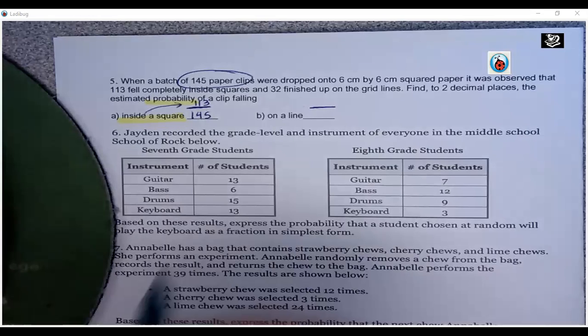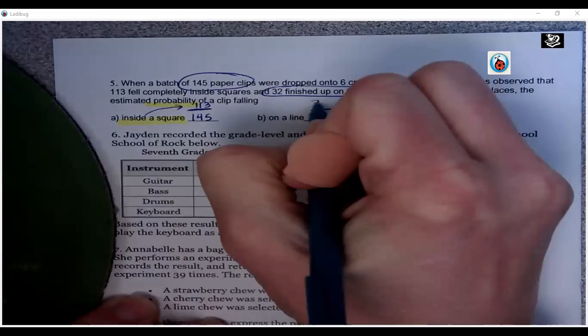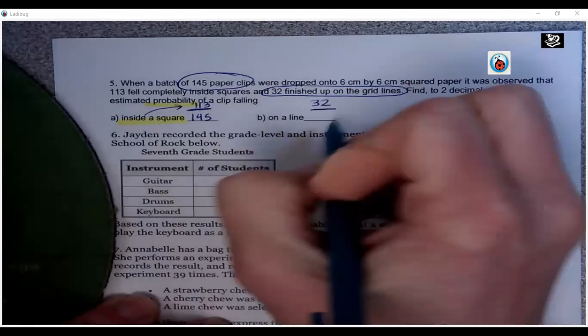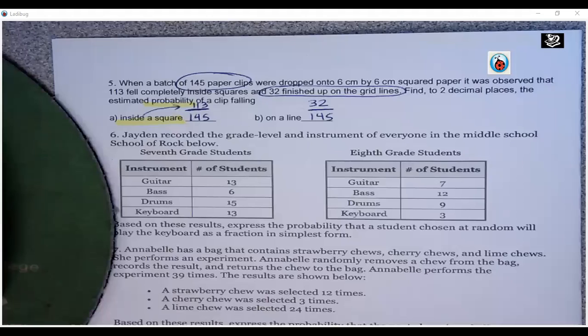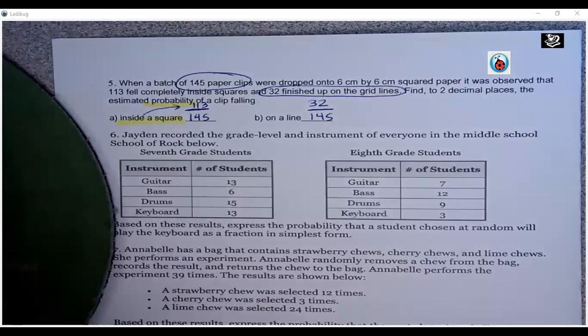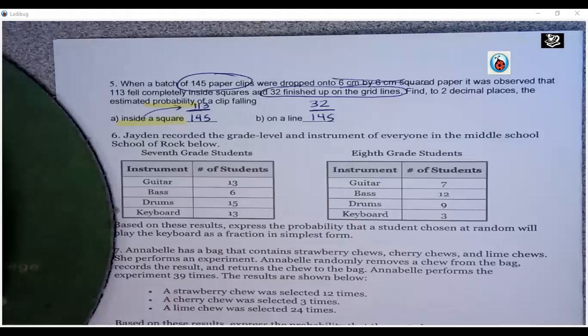It says 32 finished on the grid line. So 32 fell on the line out of my total of 145. So you're just reading the problem, and that one does not reduce. What was extra information on this problem? That it was a 6 by 6. Yep, that it was 6 by 6. That was extra information. And are my answers correct?